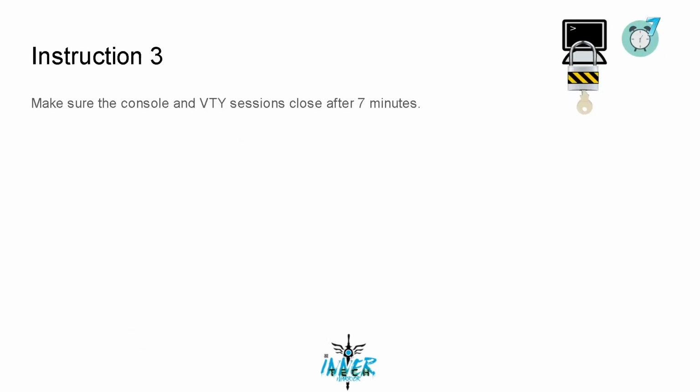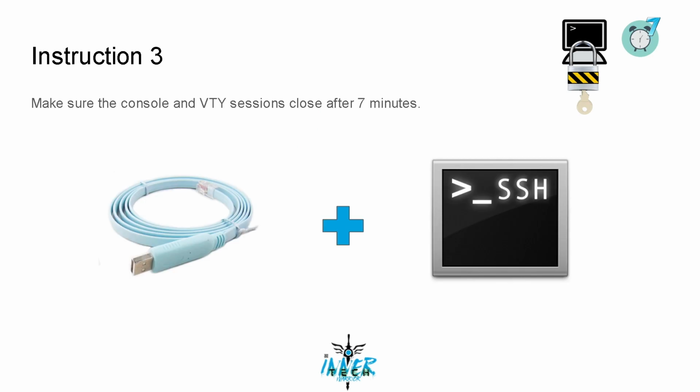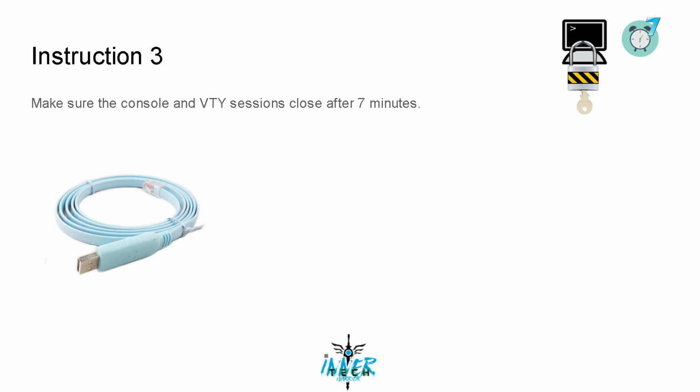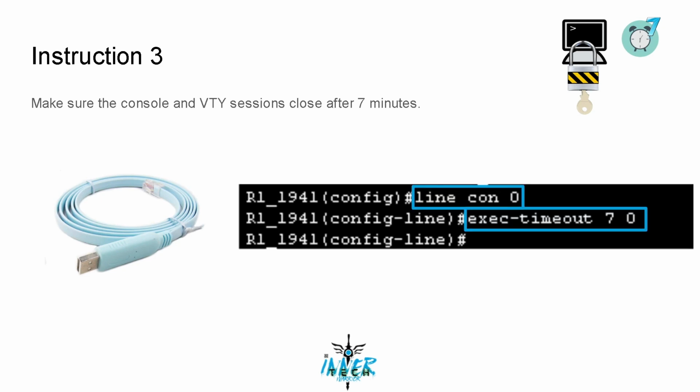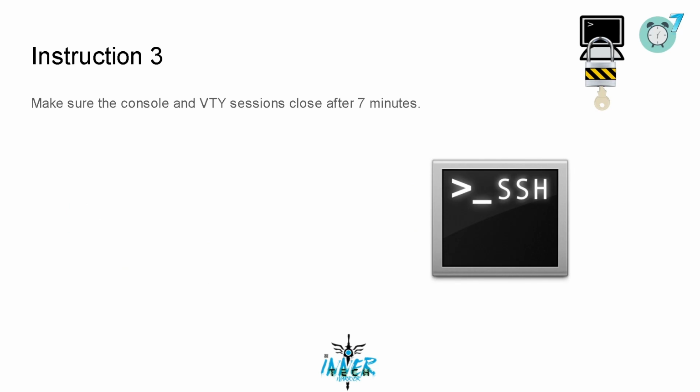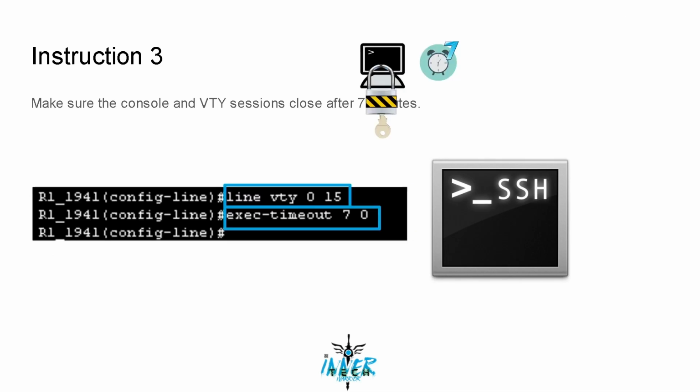Next, we have the policy of making sure the console and VTY sessions close after 7 minutes. We'll need to do it for the console and the virtual lines. Let's start with the console. Line console 0, exec-timeout 7 0. Now we need to do the same thing for the virtual lines that are used for Telnet and SSH. So we'll configure line vty 0 15 to cover all the virtual lines. Then we'll type in the same exec-timeout 7 0 command.